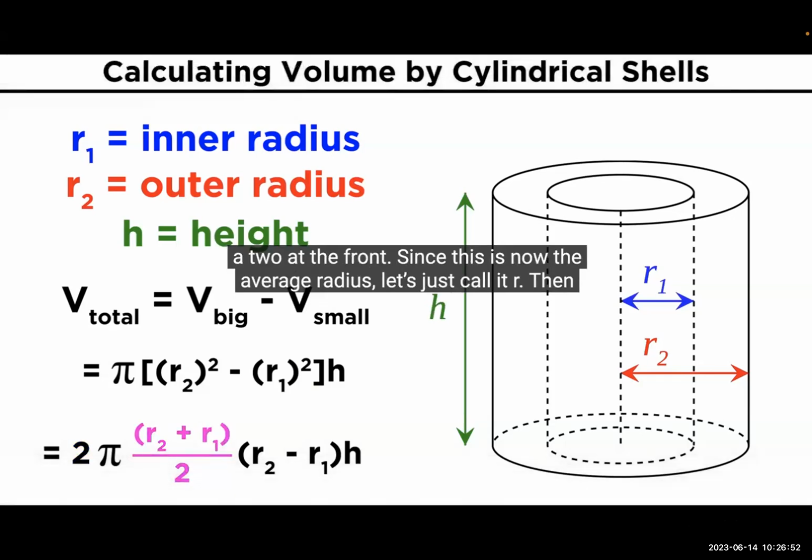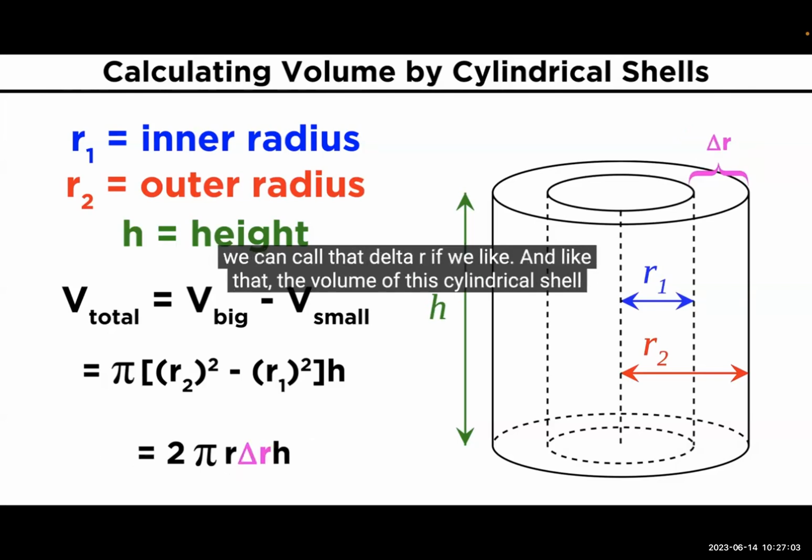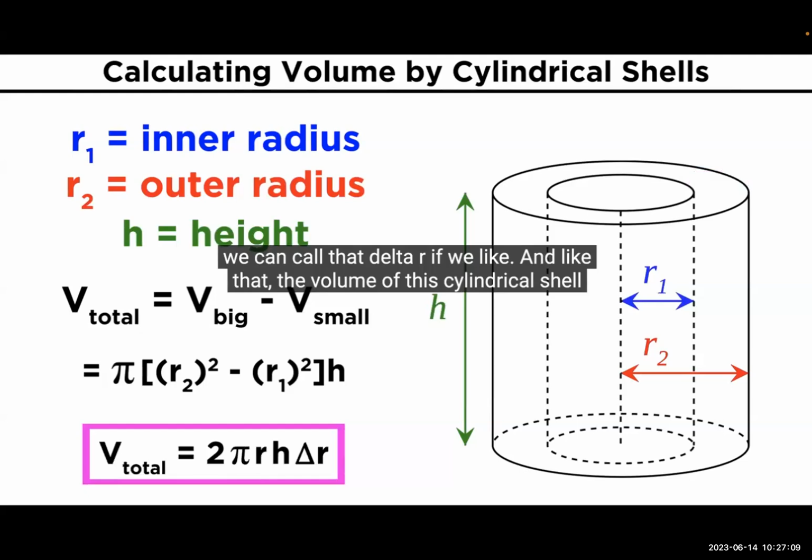Since this is now the average radius, let's just call it r. Then over here, the difference between the radii gives us the thickness of the cylinder. So we can call that delta r if we like. And like that, the volume of this cylindrical shell will be equal to 2 pi r h delta r.